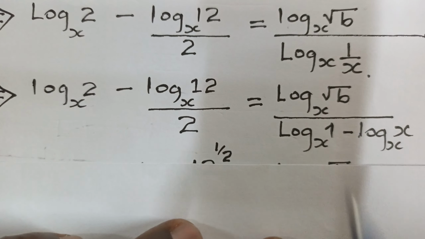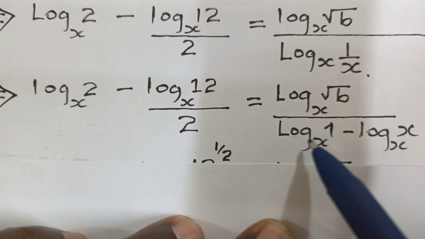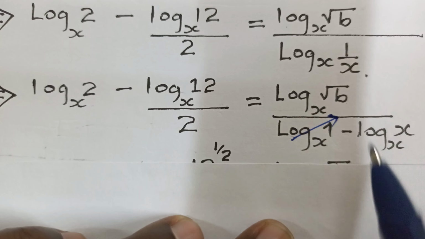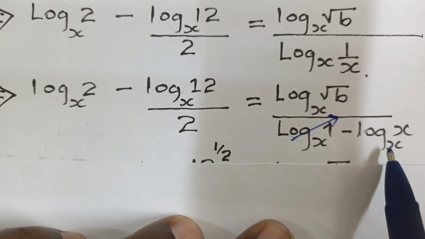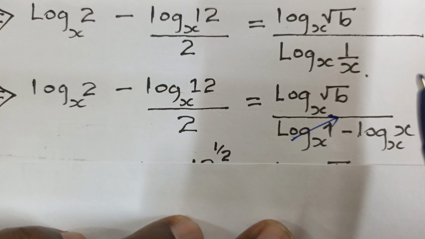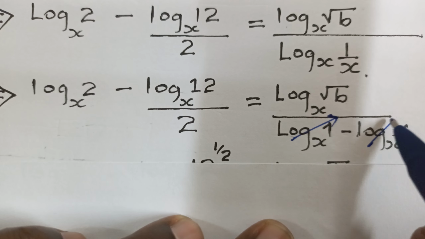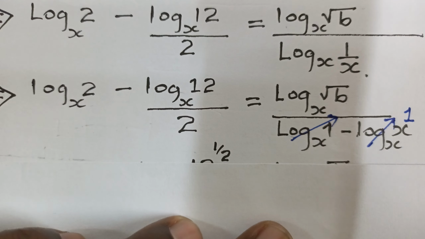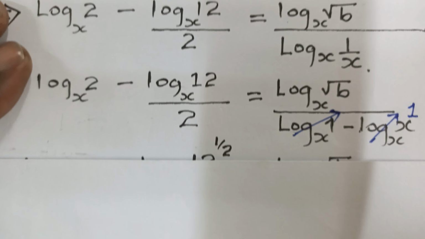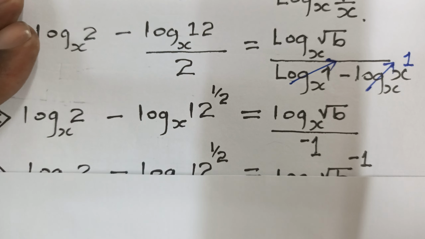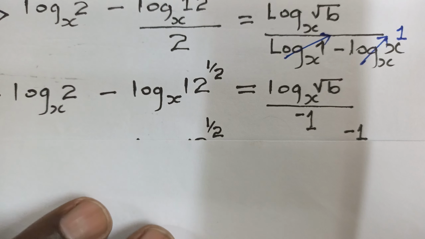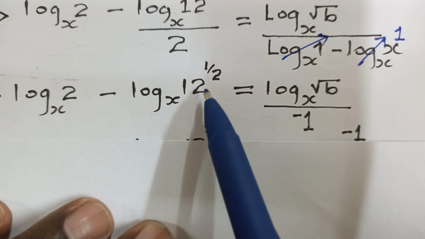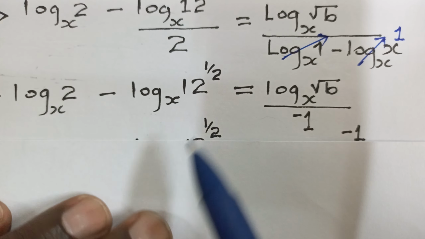So we are now going to cancel this. This is now going to be 0. And then we are left with the negative log x to base x. And this is going to give us now 1. And so therefore we have 1 at that point. And therefore, we are now left with this. We are left with log 2 to base x minus log 12 raised to a half.